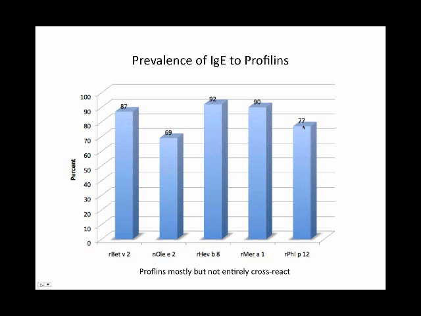For example, in this case, for profilin-sensitive patients, only 77% came up positive to the grass profilin, Phl p 12, and only 87% to the birch profilin. The annual mercury seems to be a very good marker, as well as latex, but this really confounds latex sensitivity. Olive doesn't seem to be as strong a marker for profilin.